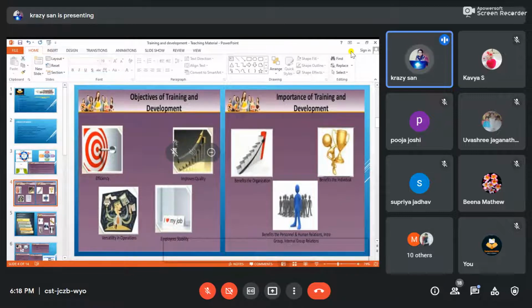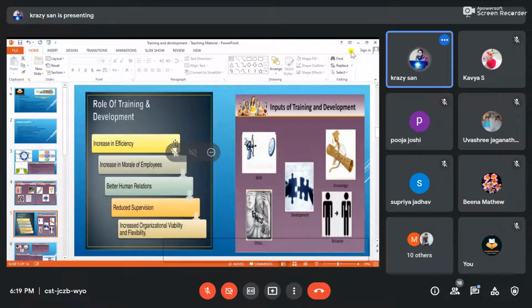And what's the importance of training and development? Benefits to the organization. At the end of the day, it is benefiting the organization and the employees also. It benefits the organization, benefits the individual, and benefits personal and human relations, intra-group and internal group relations. You will find that the environment, the working conditions, the surroundings, and organizational exposure are very harmonious, and in every way, in a parallel way of developed position, every time upgraded, updated, and active, instead of having a passive nature.